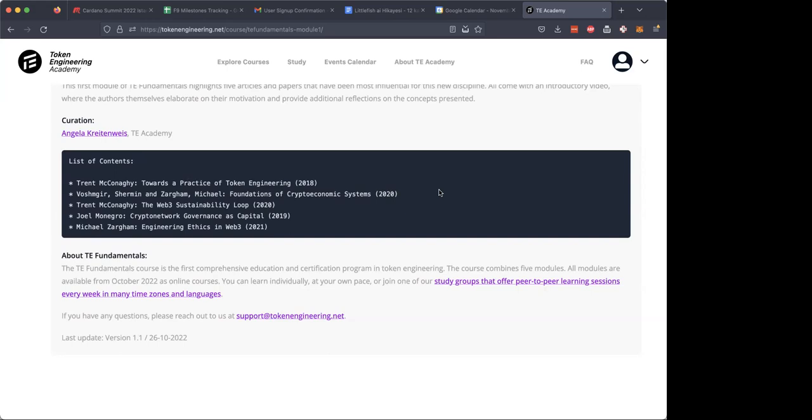And we have Foundations of Crypto Economic Systems, which is an academic paper. Then we have the Web3 Sustainability Loop, where we talk about business models in Web3, how that works. There's a very short paper about crypto network governance as capital, which is very interesting. And then there's Engineering Ethics in Web3, which I didn't have a chance to take a look at, but maybe we'll get to that next week. I think, do you guys have any questions? If not, we can get started by looking at the mirror board.